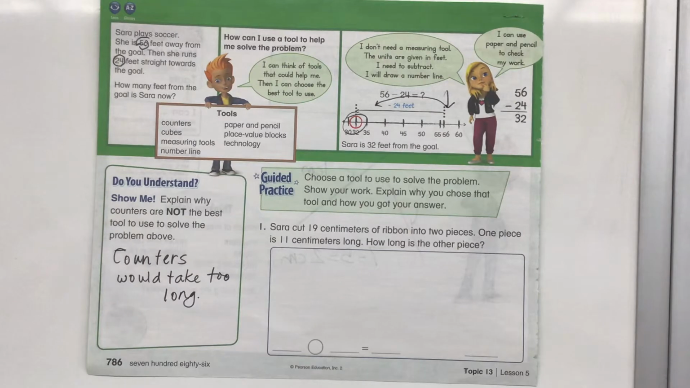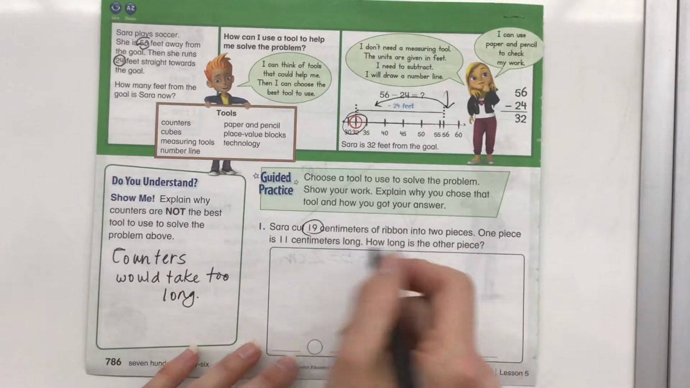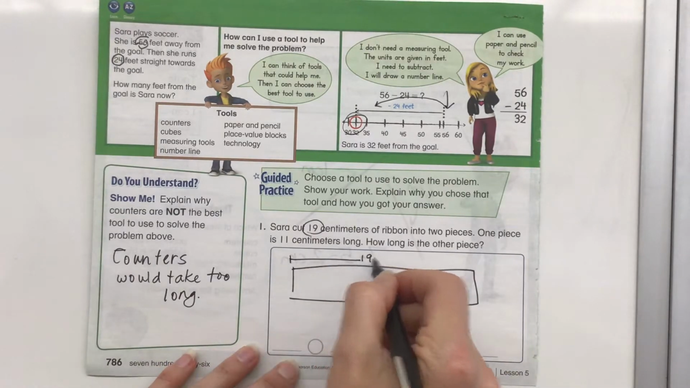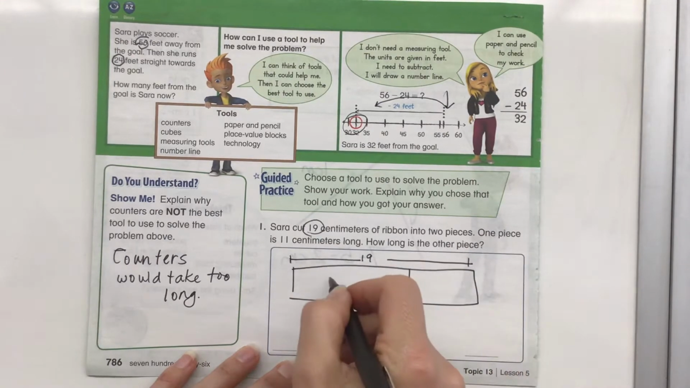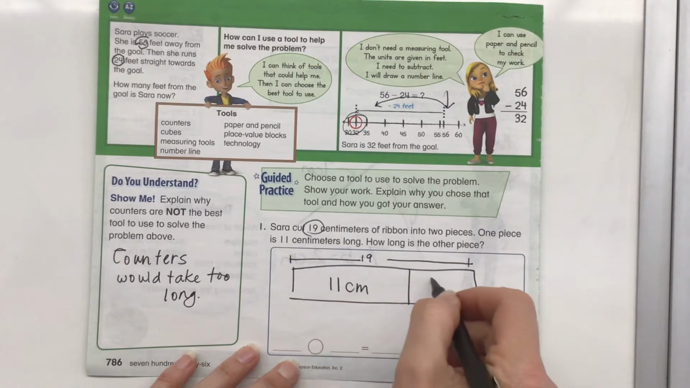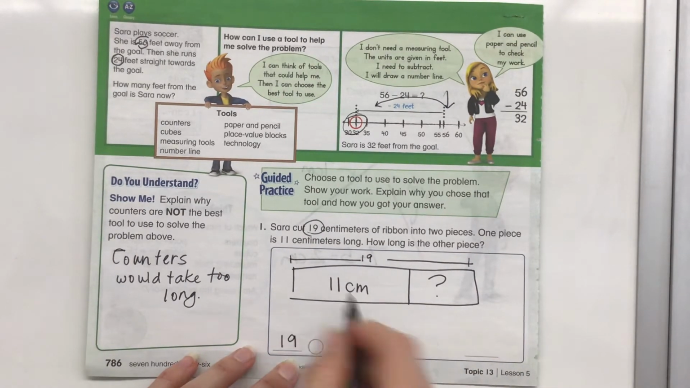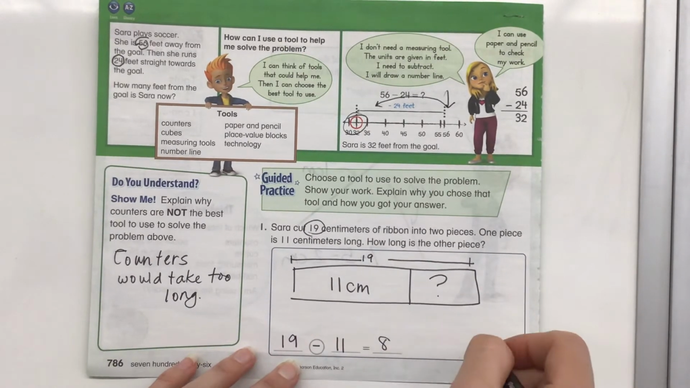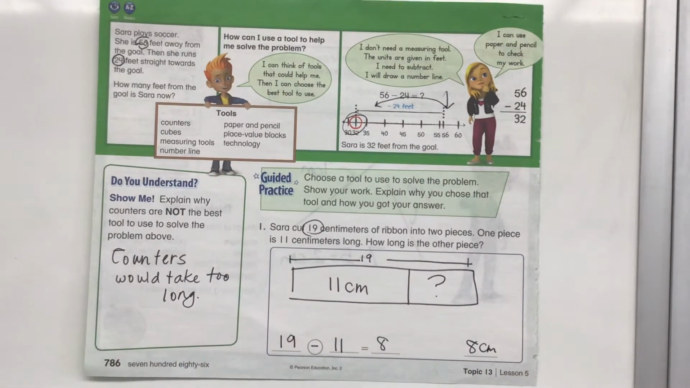Okay, so let's take a look at this one. So it says Sarah cut 19 centimeters of ribbon into 2 pieces. So our total here is 19. Now she cut it into 2 pieces. One piece is 11 centimeters. We need to know that amount. So 19 centimeters minus 11 centimeters is how much? Well, I know that 19 minus 11 is 8. So our answer would be 8 centimeters on that one.